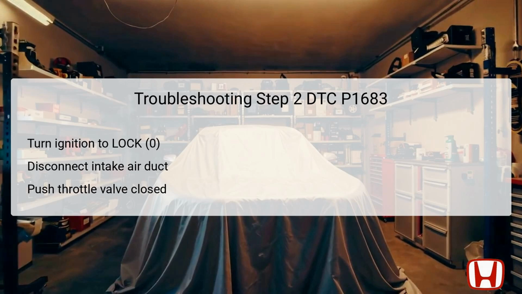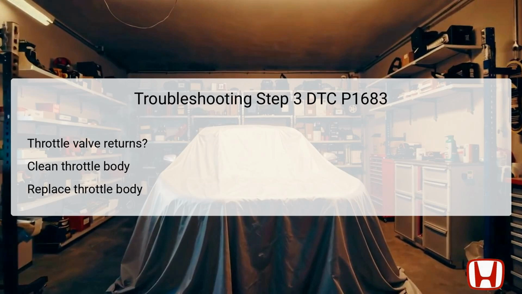After pushing it closed, the technician should then release the throttle valve to observe if it returns to its default position. This particular action checks the integrity of the throttle valve spring, which is crucial for ensuring the throttle can operate correctly. The outcome of checking whether the throttle valve returns after being released is vital for determining further action.